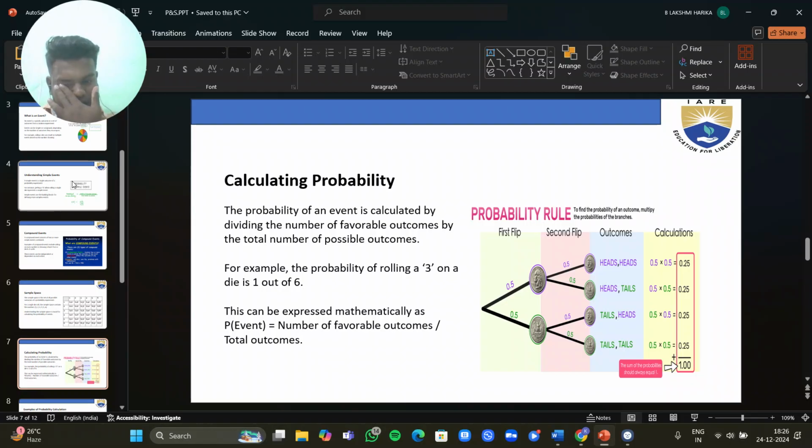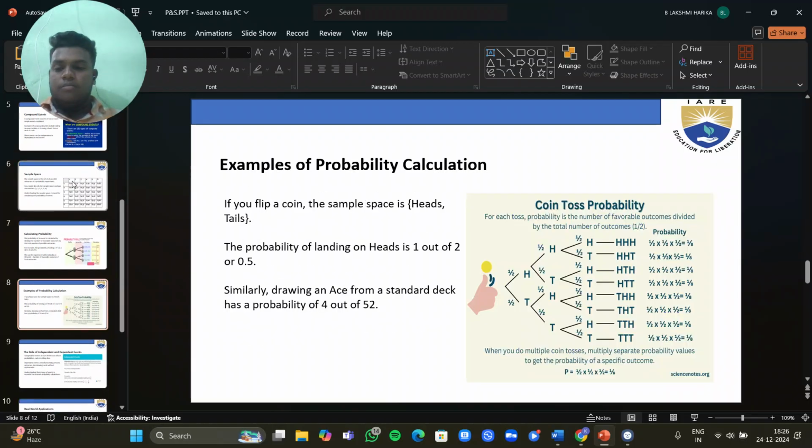For example, the probability of rolling a 3 on a die is 1 out of 6. For example, the probability of rolling a 2 on a die is 1 out of 6. This can be expressed mathematically as the number of favorable outcomes divided by the total outcomes.